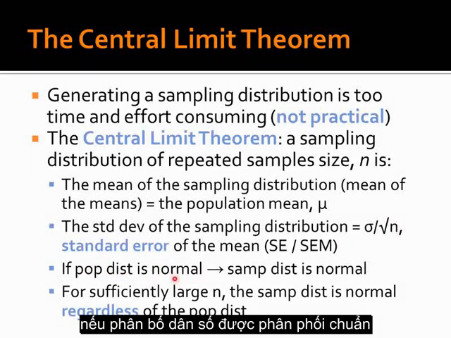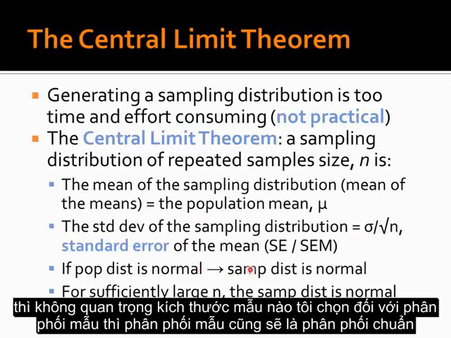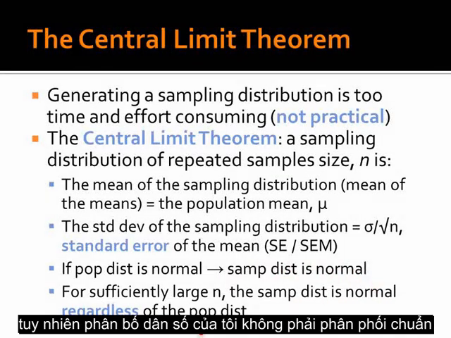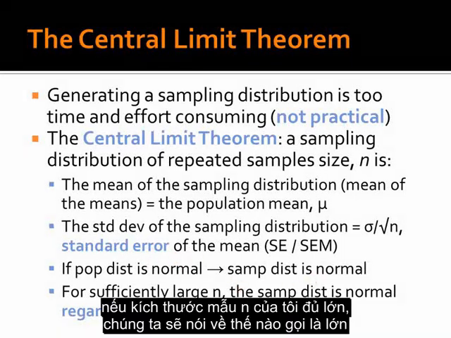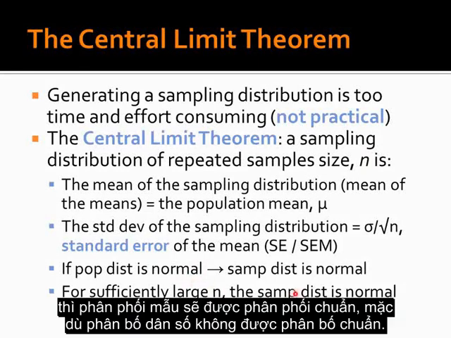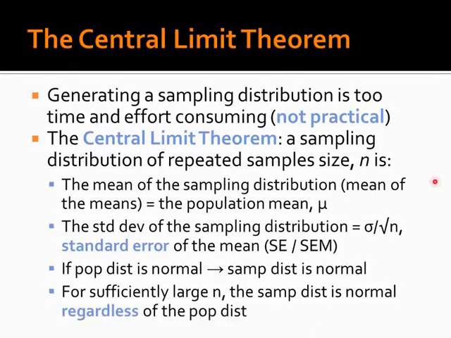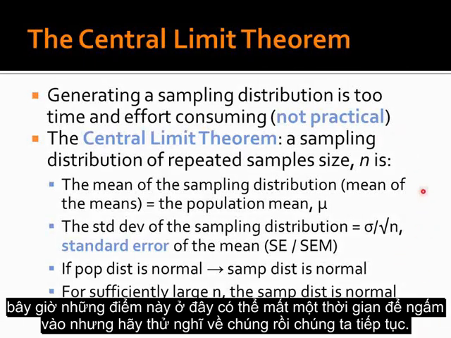If the population distribution is normally distributed, it doesn't matter what sample size I pick for the sampling distribution, my sampling distribution will also be normally distributed. If, however, my population distribution is not normally distributed, if my sample size n is large enough, we'll talk about how large is large, then the sampling distribution will be normally distributed even though the population distribution is not normally distributed. Okay? Now, these points here might take a while to sink in, but try to think about them, then we'll move on.